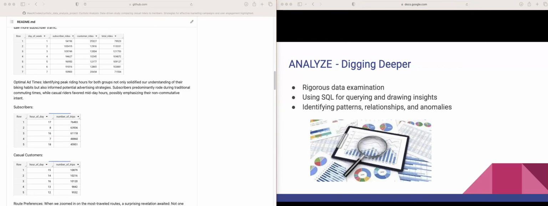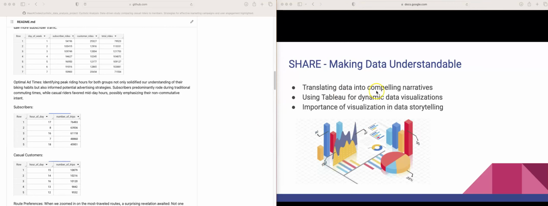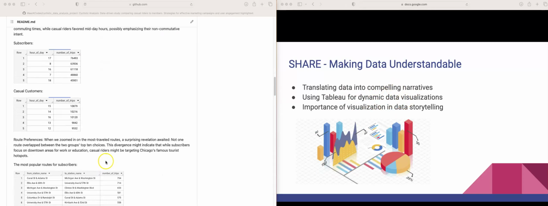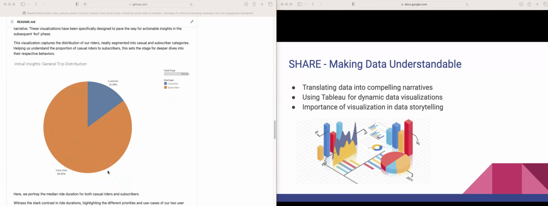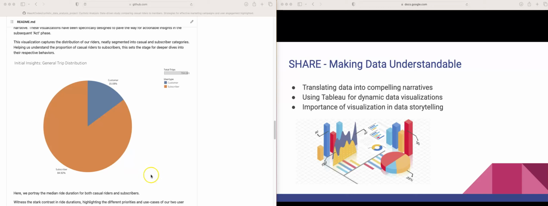So let's go back over here, and the next stage is share. So share is all about translating data into compelling narratives, using Tableau for dynamic data visualizations, and the importance of visualization in data storytelling. When we go down, you could see share. Now this is much more comprehensible than the previous analysis, but it takes from the analysis, but it's meant to be shared to stakeholders so that decisions are quick to come by and easy to understand, and it gives you a good picture of what's really going on.